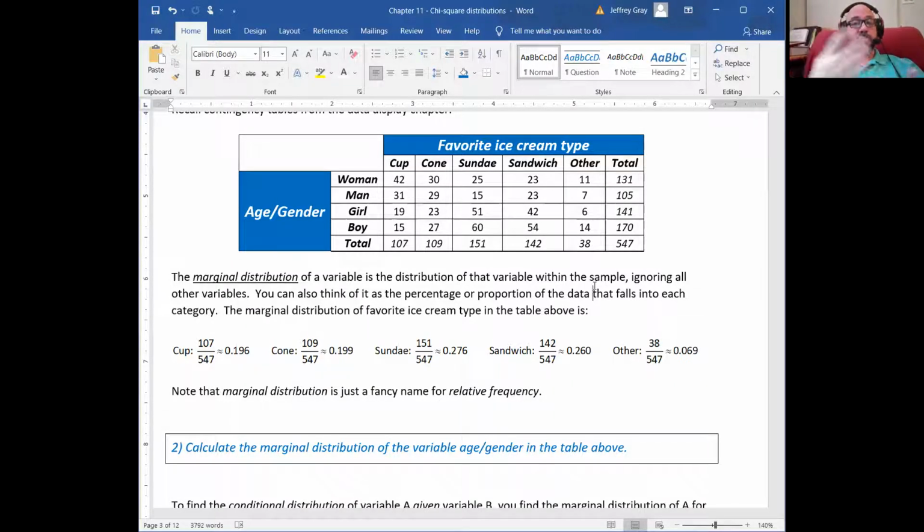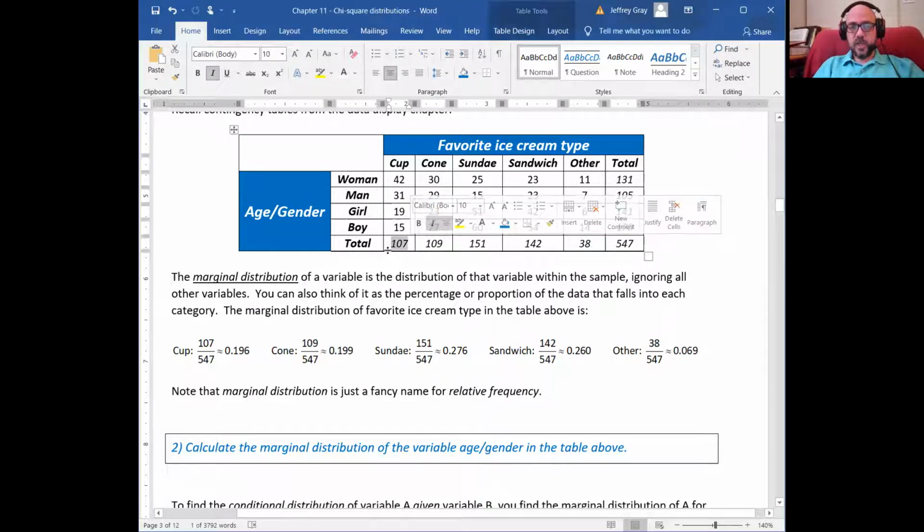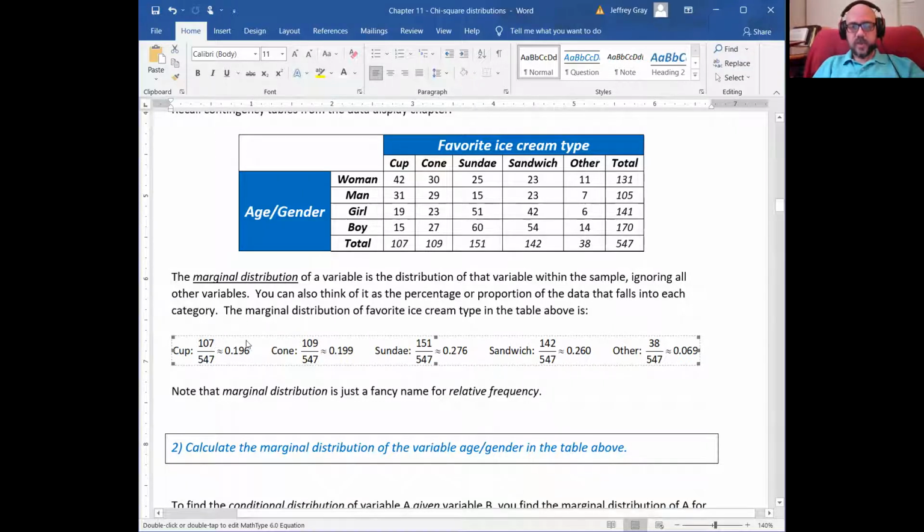If they don't, we'll see some differences, right? We'll get more women who like their ice cream in a sundae, or more girls who like their ice cream in a sandwich, or whatever. Some of the expected counts will be different than what we would expect if they all matched this distribution here. So that's the idea. We're going to calculate the percentage we would expect, which is the number in the category of cup divided by the total, right? So that's the percentage. We're expecting 19.6% of everybody to like their ice cream in a cup.